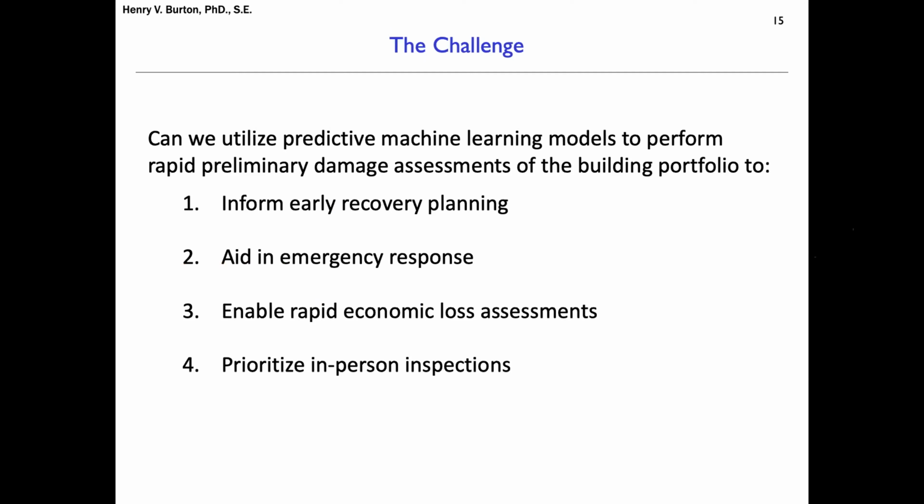So the challenge is, can we use predictive machine learning to do rapid preliminary damage assessments? And you can use this to do things like inform early recovery planning. You can aid in emergency response, right? So help early responders know where to go to look for highly impacted areas. You can do rapid assessments of economic loss, and you can also prioritize inspections, right? So this time it's prioritizing where you send teams of inspectors.